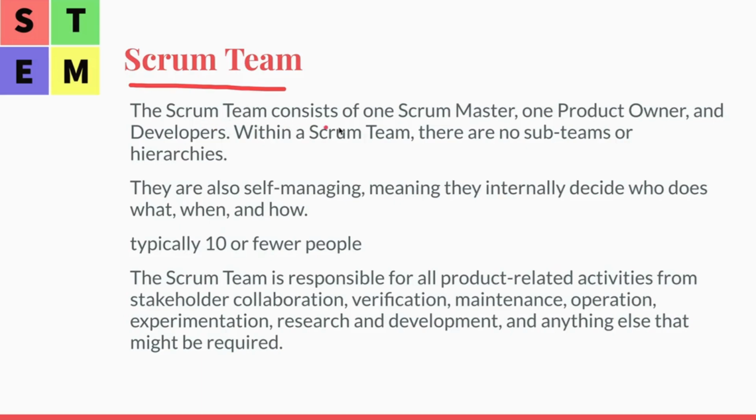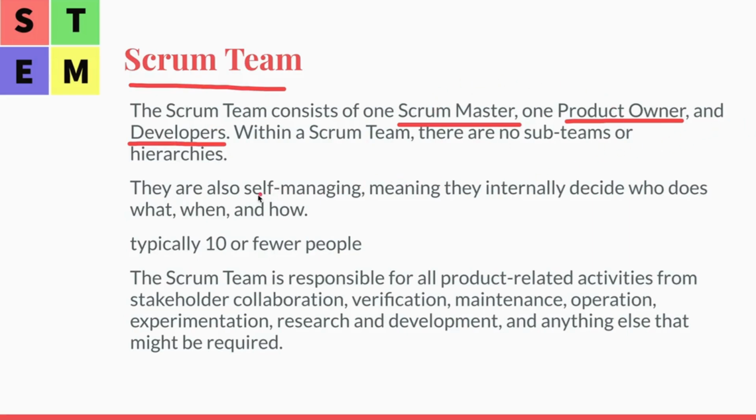A Scrum team consists of one Scrum Master, one Product Owner, and developers. Okay, so that's the Scrum team. Within the Scrum team, there are no sub-teams or hierarchies. The Scrum Master, Product Owner, and developers are just playing different roles in the Scrum team. So no one is reporting to anyone here.